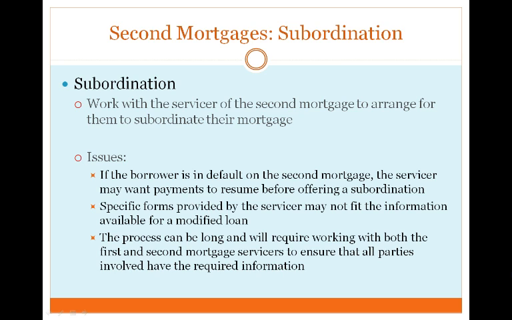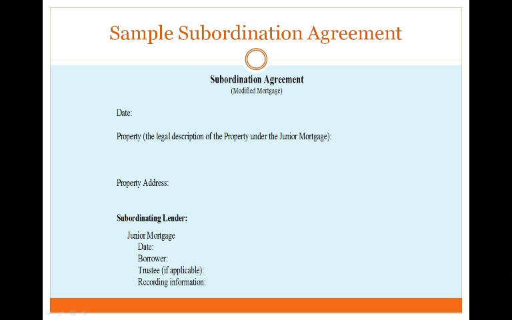Now, the other option that you have for a second mortgage, if the lender is requiring some kind of clear title or subordination, is to work with the servicer of the second mortgage to see if you can get a subordination agreement. On the next slide, I have taken the Fannie Mae Freddie Mac Uniform Subordination Agreement form, so you can take a look at exactly what information is needed.